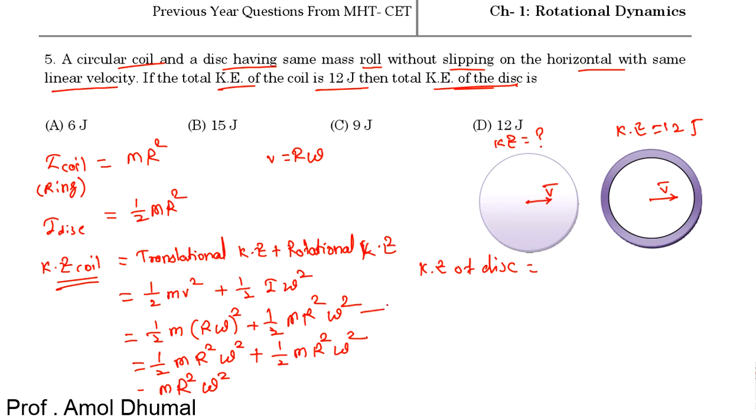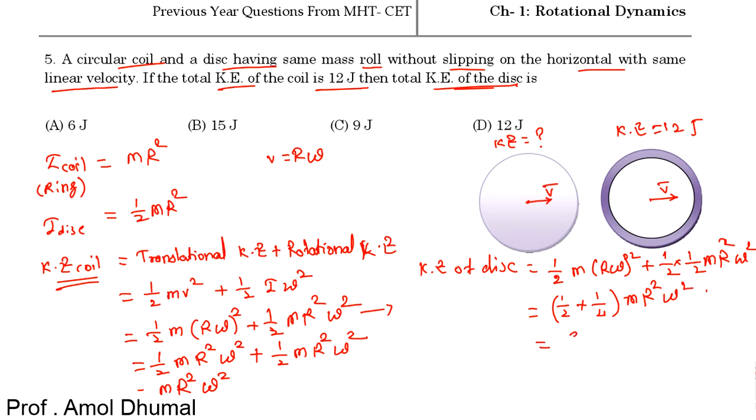So we can directly write this equation. So 1 half m r omega square, this is the translational kinetic energy, plus 1 half into I, which is 1 half m r square, into omega square. So this is the rotational kinetic energy. So we get 1 half plus 1 by 4 m r square omega square, which is equal to 3 by 4 m r square omega square.